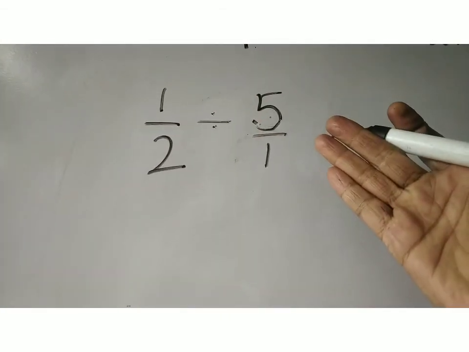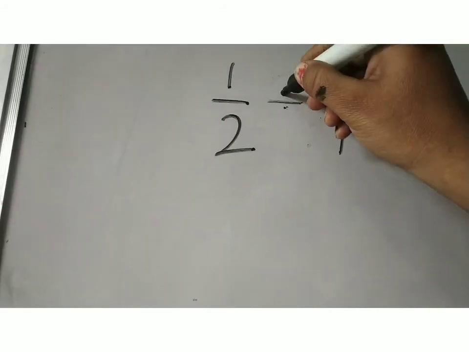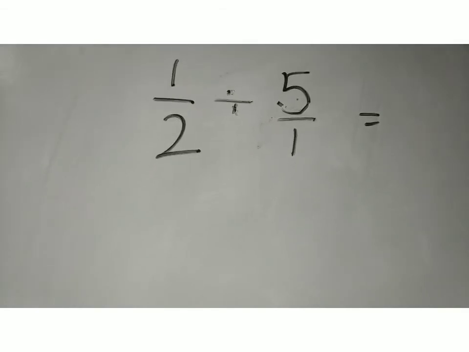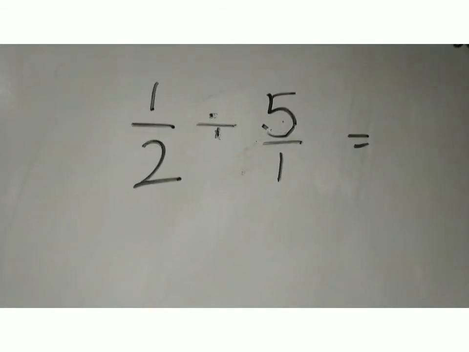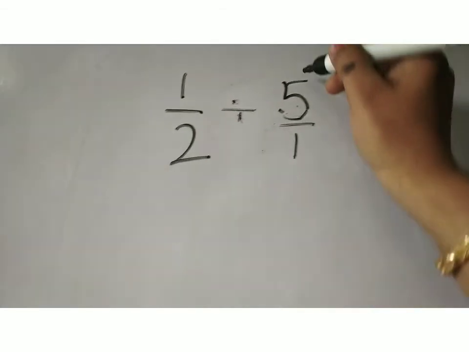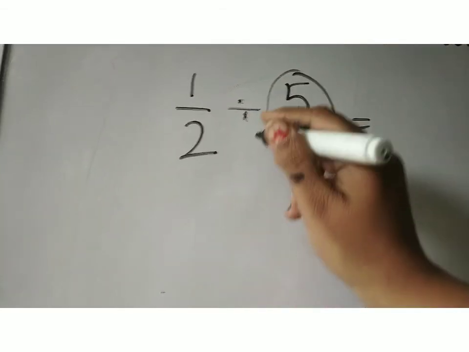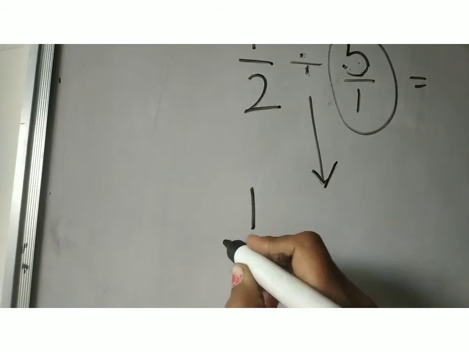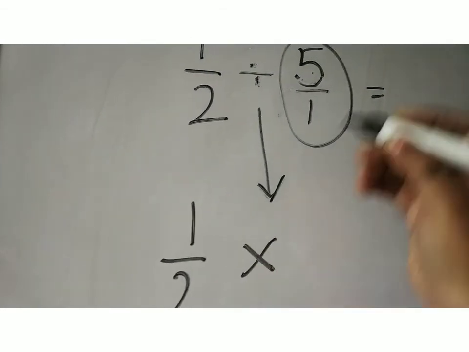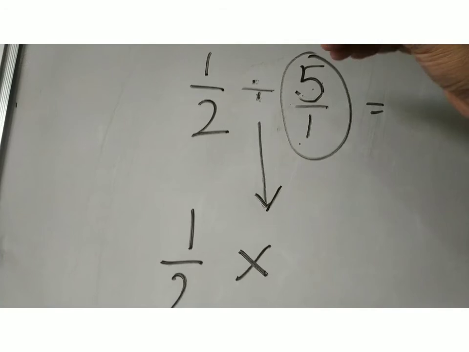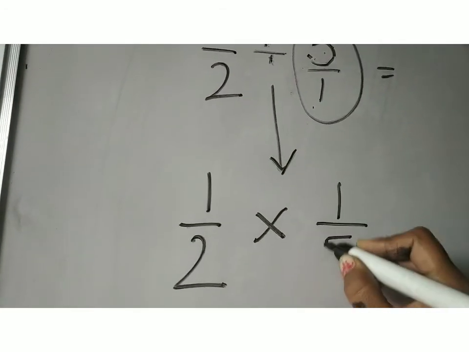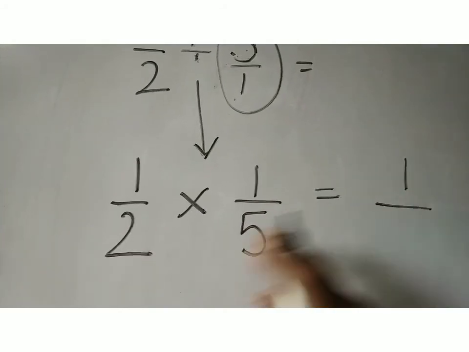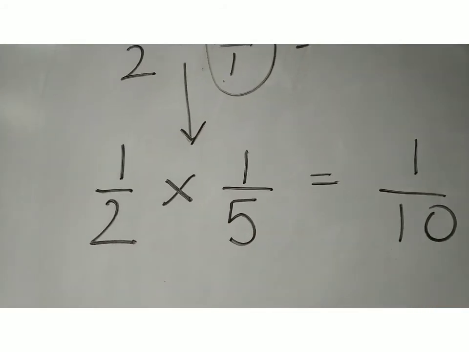To solve these questions, we have to just convert this division into the multiplication. And the division and multiplication, they are opposite to each other. That means the number after the division, when I convert it into the multiplication, will be inverted. So this will become 1 upon 2 multiply by, this is 5 upon 1, I will invert it, it has become 1 upon 5. Okay. So my answer will be 1 ones are 1 and 5 twos are 10.